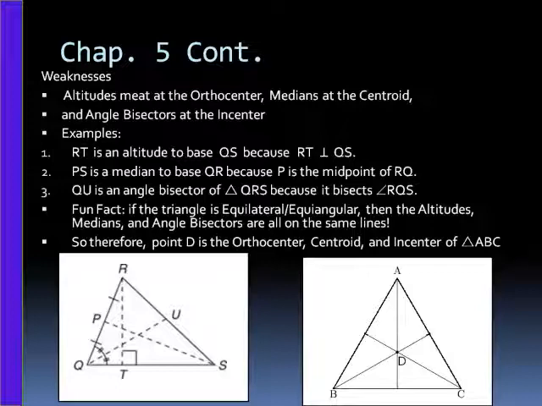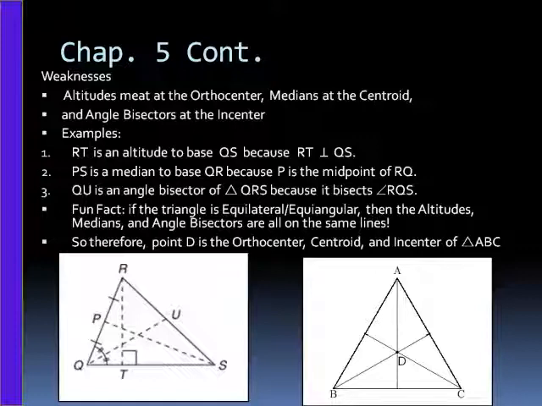Here I have 3 examples. In this picture to the left, you can see that RT is an altitude to the base QS because RT is perpendicular to QS. So any perpendicular point coming from an angle is going to be an altitude. Now, PS is a median to base QR because P is the midpoint of RQ, or QR. And that, you can tell, is a median because medians have to go to the middle of the triangle, but do not necessarily have to be perpendicular to the base.